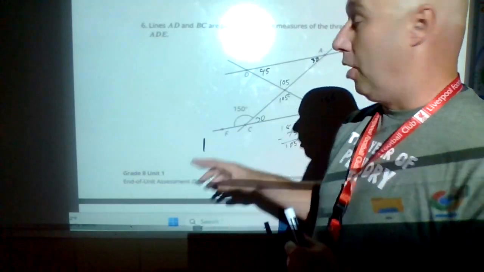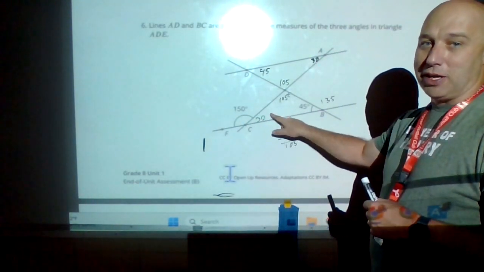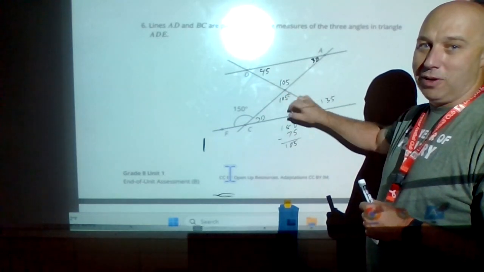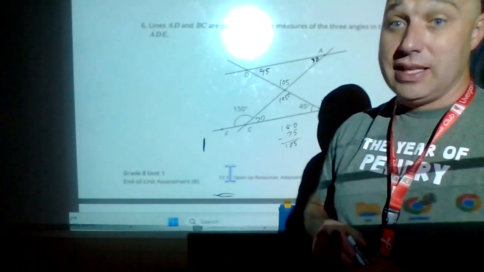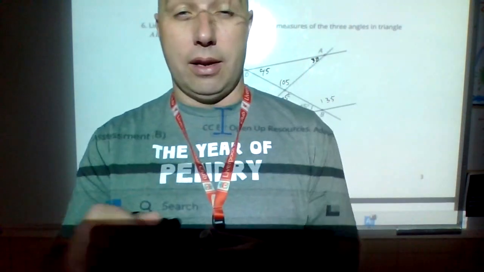Okay? So I used my supplementary here and here. I used my triangle to get this angle. I did vertical to get this one. And I did alternate interior to get those two. Yes, that's a multi-step process, but that is not above what you can handle. You can handle that. All right?